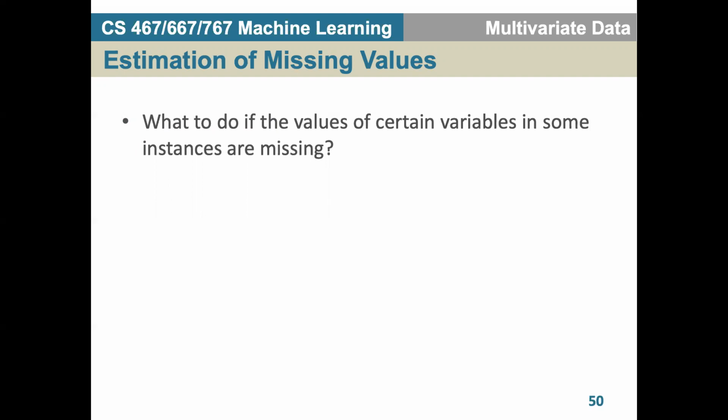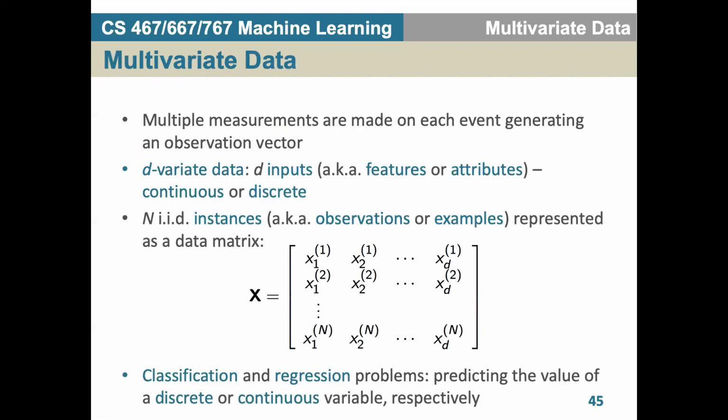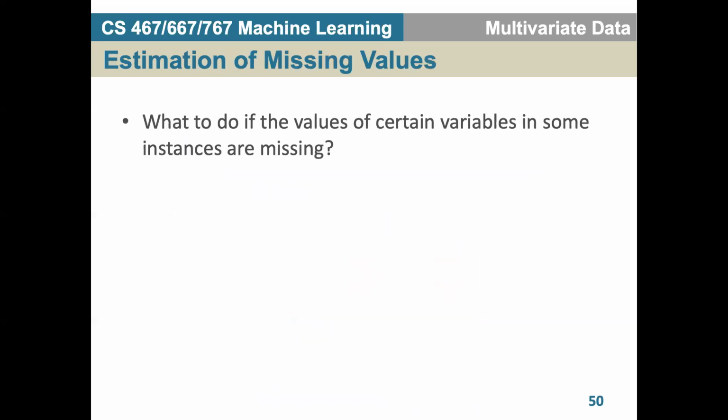So what do we do if certain values in the table are missing? This is quite common. For example, if it's a medical record, maybe you didn't measure blood pressure in one exam, so there will be a question mark. I don't know what the value is. There could also be multiple missing values here. So how do we handle this?